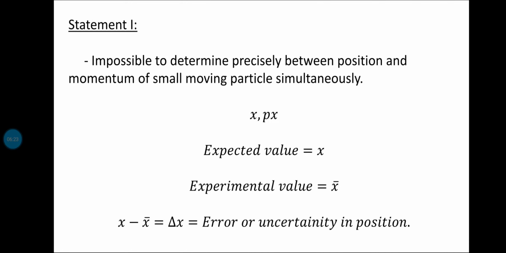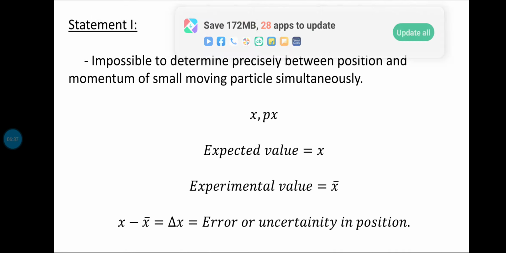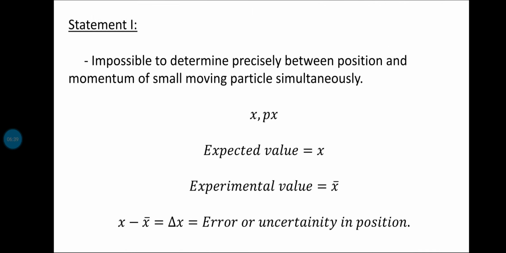You are not certain of that particular value. Similarly, delta x is also known as error. You are committing error, or we can say you are not certain in determining this value, that is known as position. Similarly, you take the momentum.